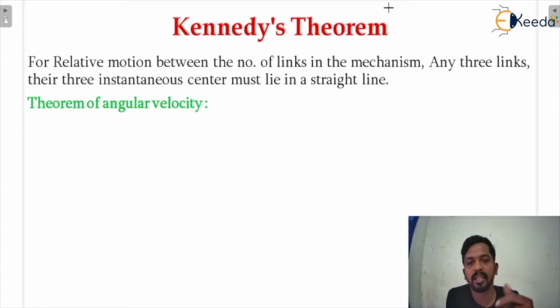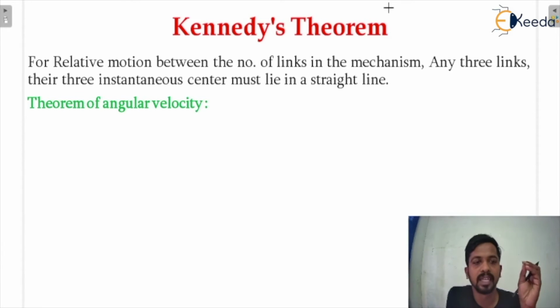So Kennedy's theorem tells about how the instantaneous center is useful for finding out the angular velocity. We will find the angular velocity using the instantaneous center method. Kennedy's theorem says, for the relative motions between the number of links in the mechanisms, see, it is not saying that there will be only 4 links. There may be any number of links.